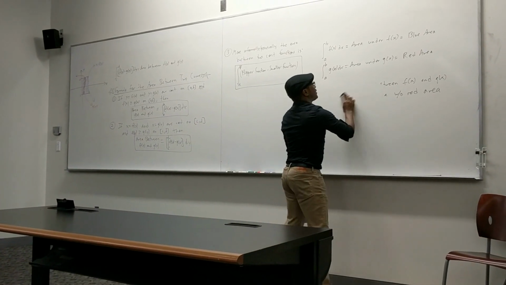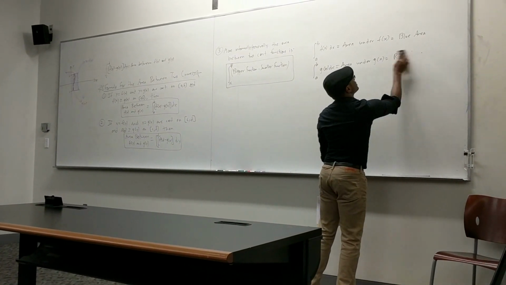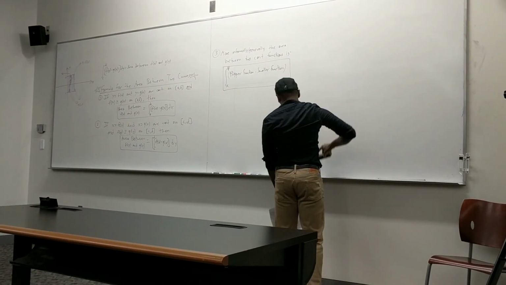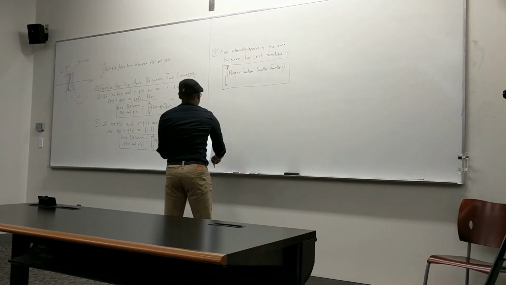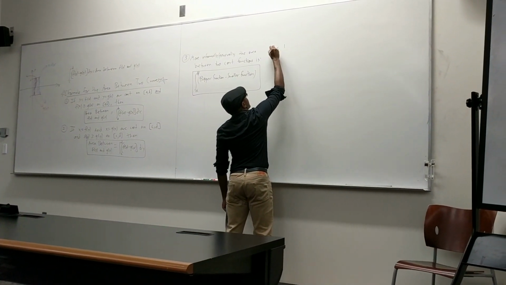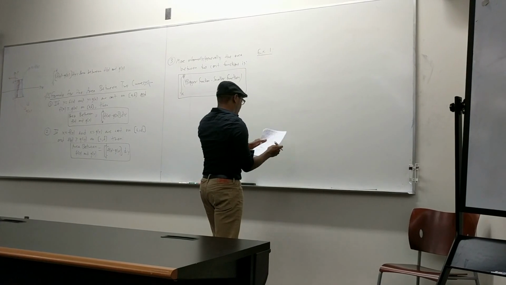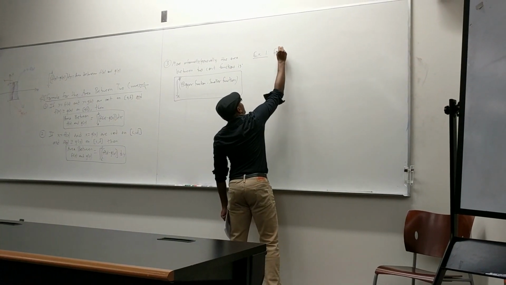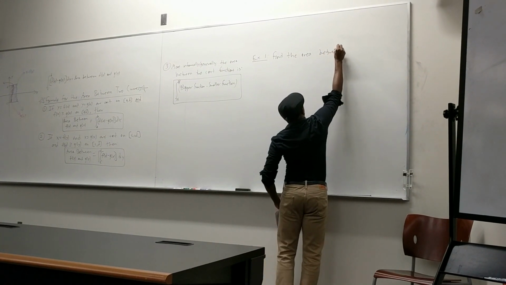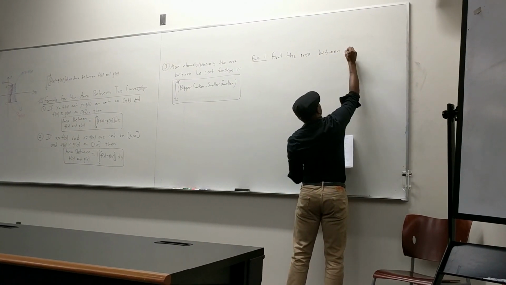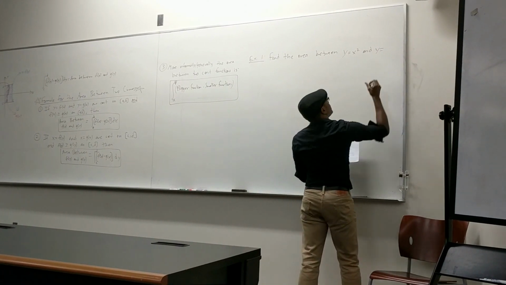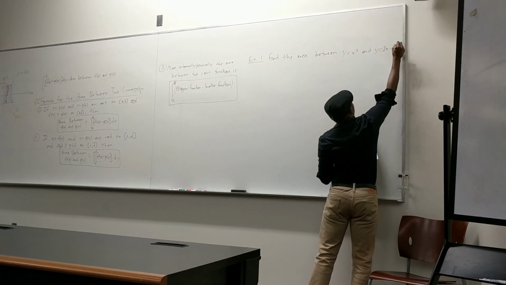Now that the theory is out of the way, let's look at the examples. And I think Valentina did one last time, so I will do different ones. Okay, example 1. Find the area between y equals x squared and y equals 2x minus x squared.